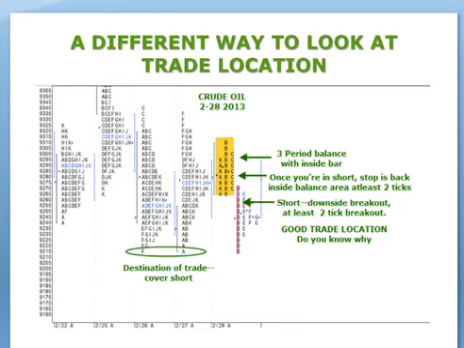All right, let's go back to the slides. And a different way to look at trade location. Okay, go ahead, Jim.